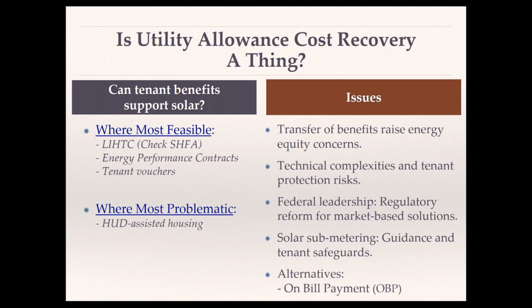And utility allowance adjustments cannot really be reasonably relied on in that context, given the policy guidance that HUD has issued. There's also some other concerns and issues that I think are important to point out to the group here. First off, many of these solar transactions are heavily subsidized, and so when you're taking away benefits from the tenants, there are obviously some big energy equity concerns that have to be weighed as part of that.